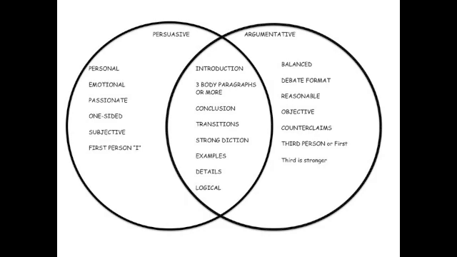But on the argumentative side, you'll notice that there are words such as balance, debate, reasonable, objective, counterclaims. That means you have to also discuss the opposing view on the topic, or the reason rather, that you believe such and such to be true. However, they do share some commonalities, as you can see in the middle. They both have an introduction, 3 body paragraphs, conclusion, transition, strong diction, examples and details, and it's extremely logical.